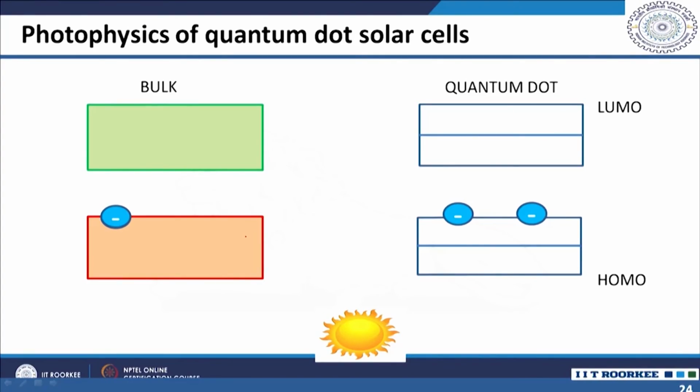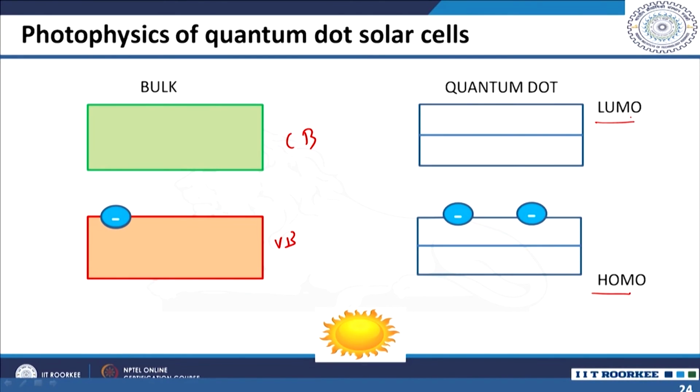So that contributes to the increase of the photocurrent. For example, this is a bulk material and you see that this is the valence band and this is the conduction band, and sunlight is falling on both of these materials, where on my right hand side there is a quantum dot, and in the quantum dot instead of valence band and conduction band we call it the HOMO energy level and LUMO energy level.